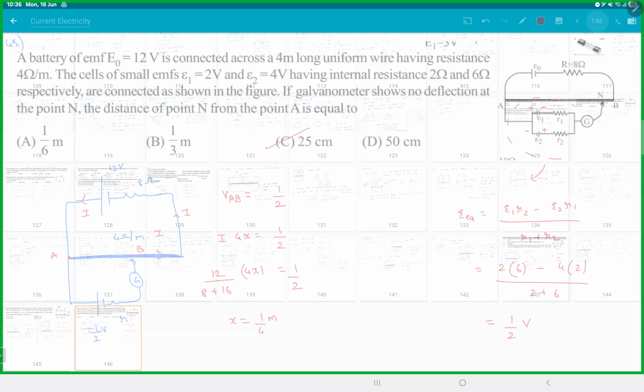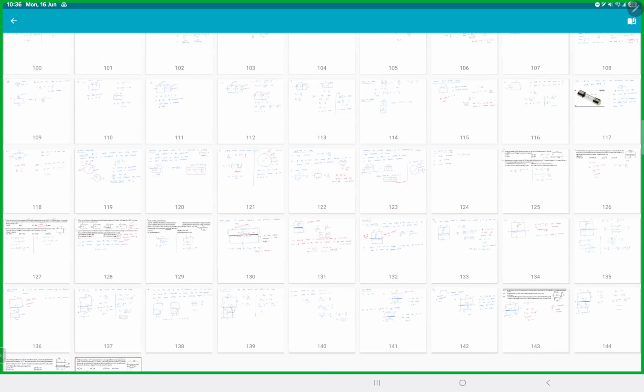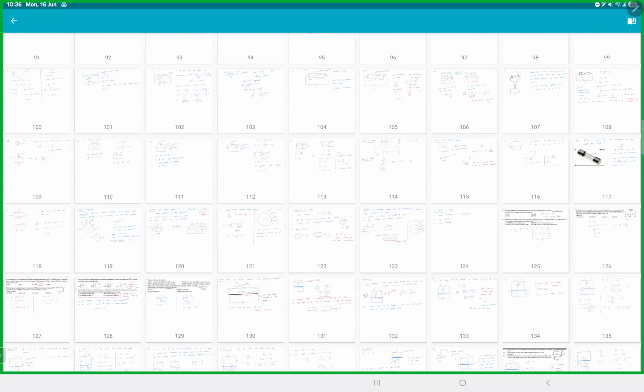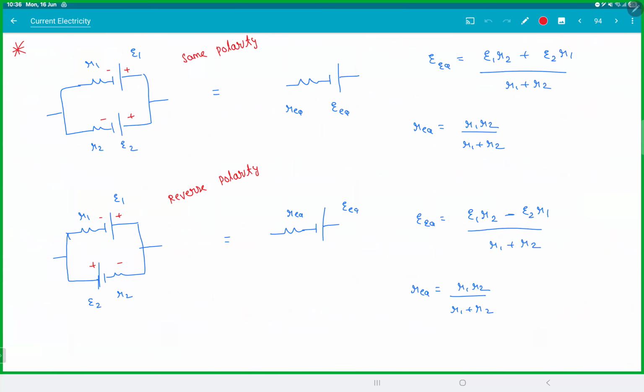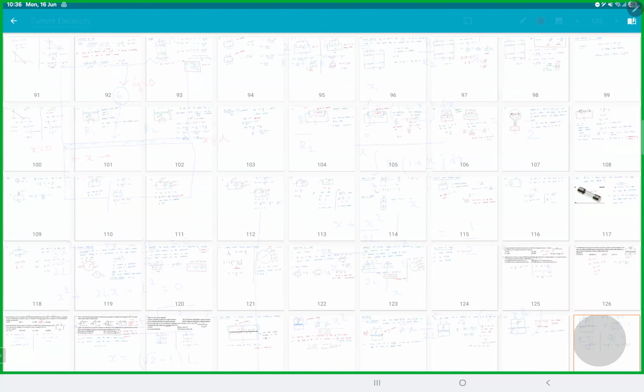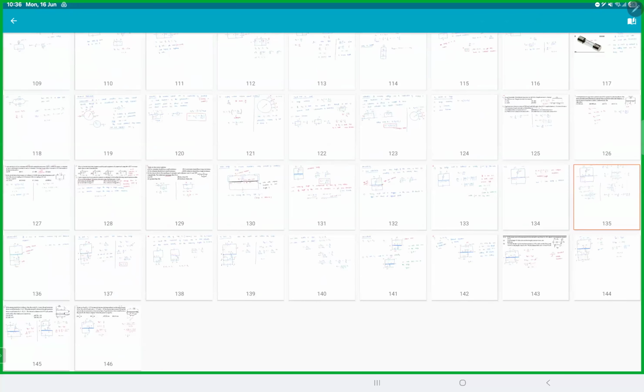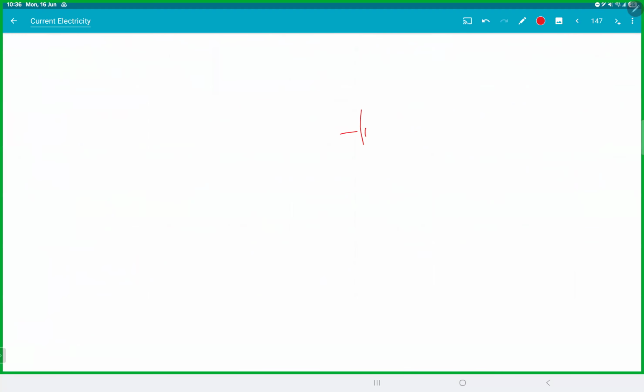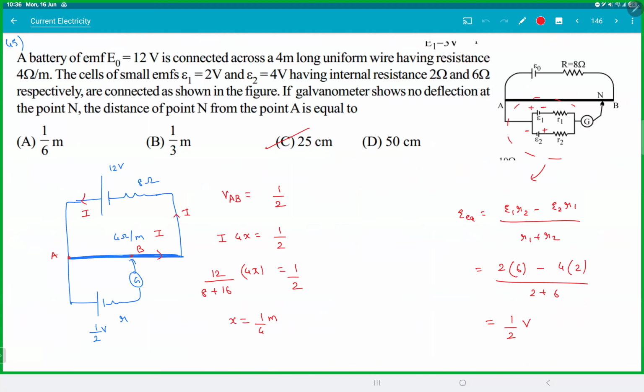Yeah, this is something we did last class only. Combination of batteries. I told you it will come again. Same polarity, reverse polarity. Don't forget this. Saves you time. But in case you don't remember this, then the only option is you literally have to solve. Let the current be small I, then you find this current. It's not difficult. You can find the potential difference, then E minus IR1, and then you can do it. Clear with this? There, that's a bit about potentiometer.